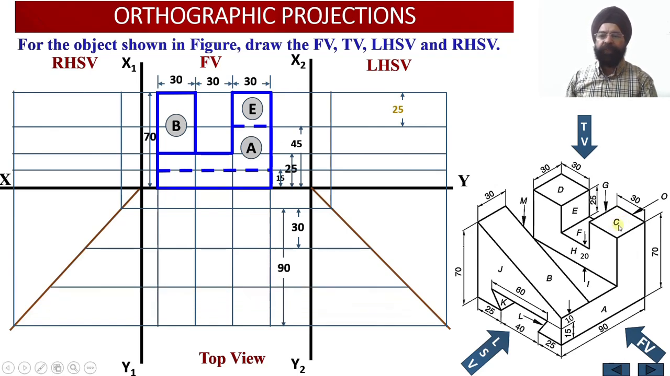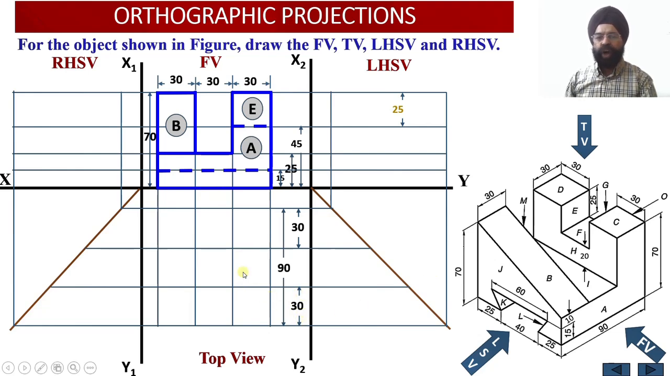Similarly, there is surface C over here. So surface C is also having width equal to 30 millimeter. So this width equal to 30 millimeter I had drawn in the front view. So this is the width equal to 30 millimeter, right? So now the depth 30 millimeter I have drawn in the top view over here. So this is the top view. So the depth of the surface C will be observed as 30 millimeter over here.